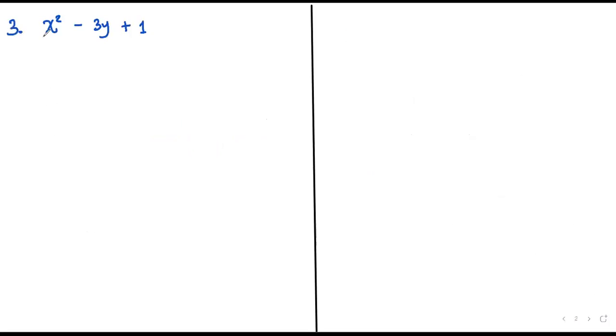Then we are having x squared minus 3y plus 1. Now this one, it is an expression with 3 terms. And these terms we have x squared, we have minus 3y, and we also have 1. These are 3 terms. 1, 2, 3.